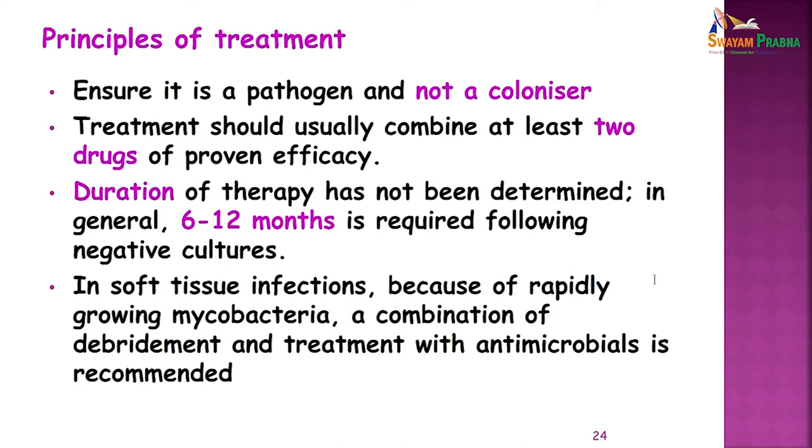So what are the principles of treatment? First of all, you have to ensure that the NTM which has been isolated is definitely a pathogen and not a colonizer. Treatment usually uses a combination of at least 2 drugs. The duration of therapy can be from 6 to 12 months and should be followed, and treatment can be stopped after you have established that the cultures are negative for NTM. In soft tissue infections, because of rapidly growing mycobacteria, a combination of debridement and treatment with antimicrobials is recommended.